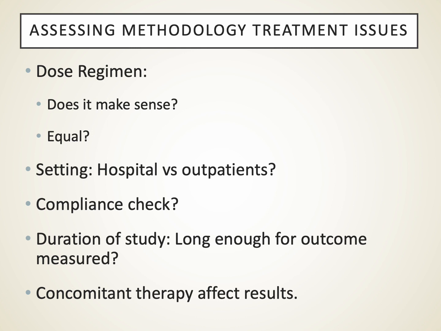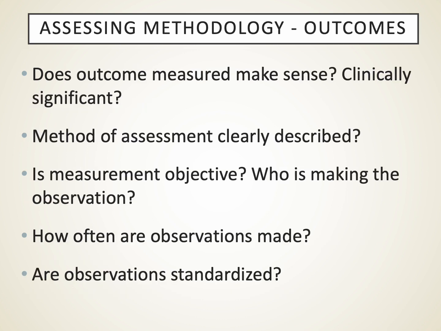And finally, are there other therapies that work? Did you control for other therapies? Particularly one of the most important things is drug interactions. Did you control for a concurrent drug that could increase or decrease a level? When you're looking at outcomes, does the outcome clinically make sense? Is it a clinically meaningful and significant outcome? Did they assess that method appropriately? Was it objective? How many observations did they make, and how were those observations standardized?